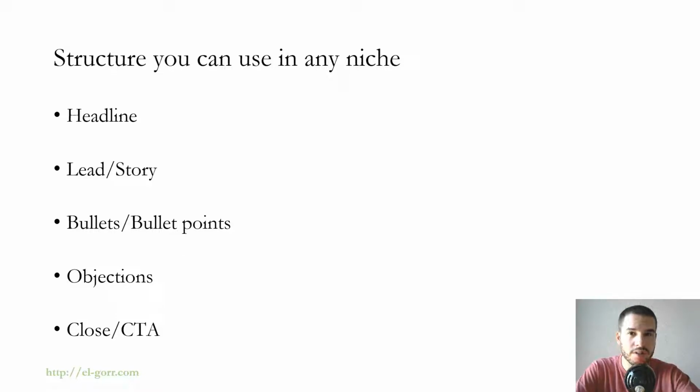This is the structure that you can use in any niche. 5 parts: headline, lead and story section, bullets or bullet points, objections, and then a close or call to action. And this works for any non-fiction niche because it leads the buyer along a journey to the buy button.